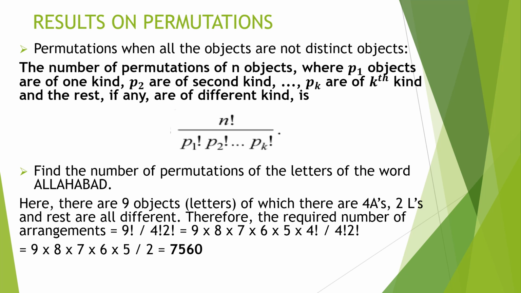So 9 factorial upon 4 factorial into 2 factorial. When we simplify that, we get 7560. Remember the technique in simplification of factorial. Like I have 9 factorial, down I have 4 factorial. So up till 4 factorial you multiply it. After that 4 factorial will get cancelled. So this is how examples are solved.